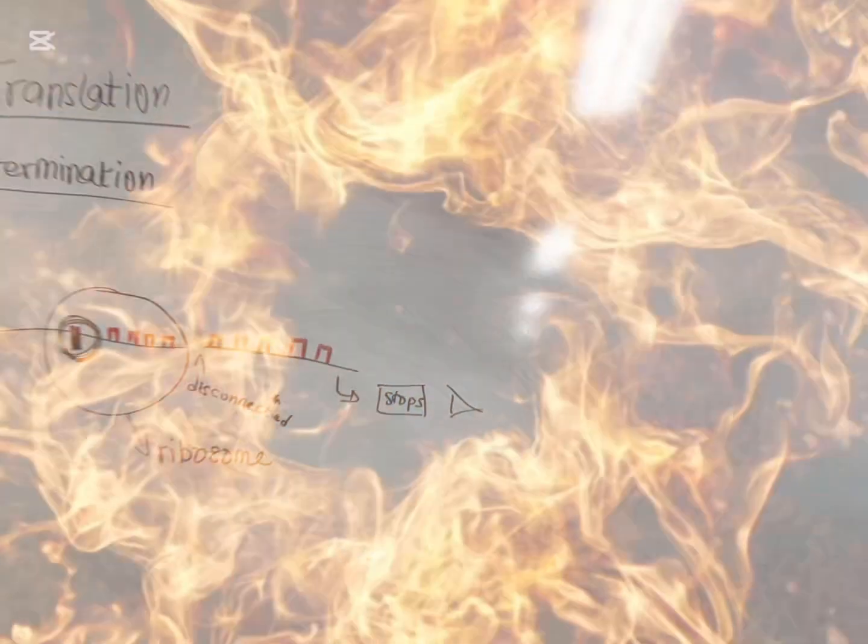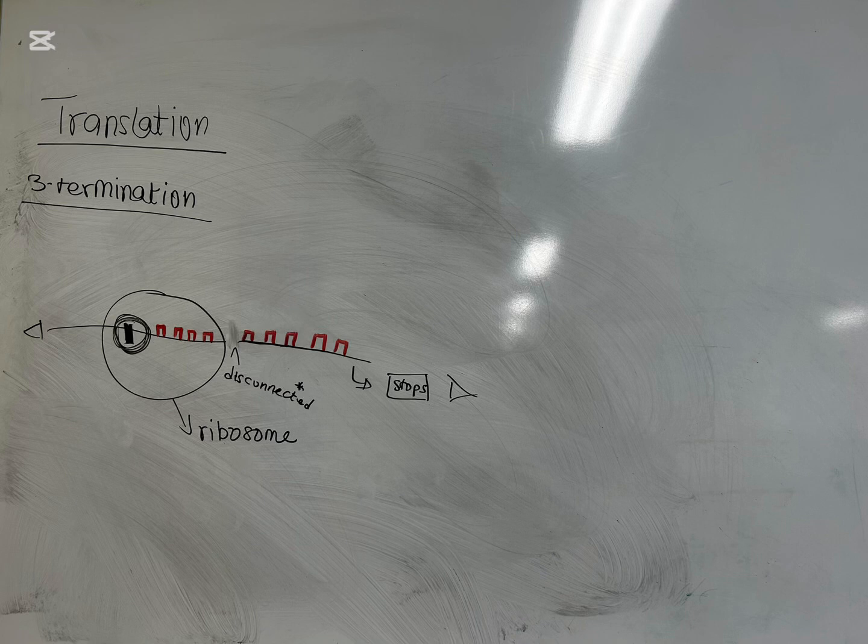The final step is indeed termination. Termination begins when the stop codon is read. The stop codon gets read at the A site, and that's the factor that releases the polypeptide molecule. The protein therefore leaves the ribosome where it will eventually go to the Golgi body for further processing.